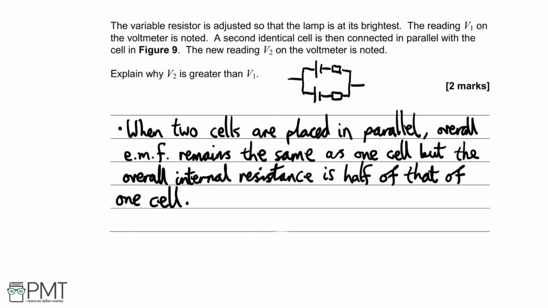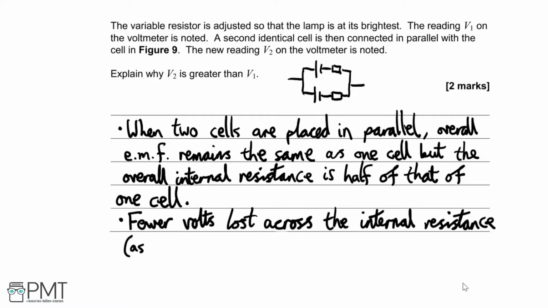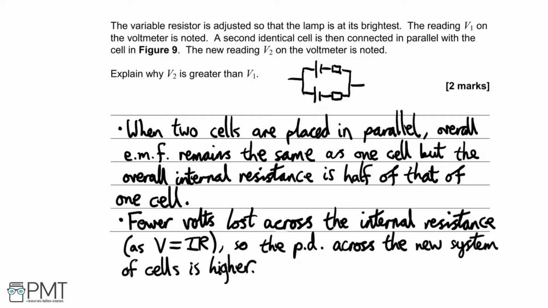Now the second point to make is that according to that equation that I wrote down just now, V equals I times R, if we're reducing the overall internal resistance, then actually the number of volts lost across that internal resistance is going to be lower. So the overall PD across this system of cells, which is going to be the difference between the EMFs and the PDs, is going to be greater. So the overall voltage output of that cell is going to be greater, which when you place a voltmeter across it, there's going to be a larger reading. Just as I said there, there are fewer lost volts across that internal resistance because it's a parallel system.